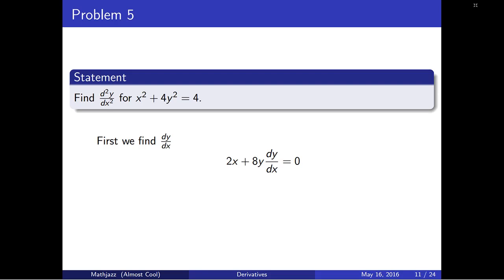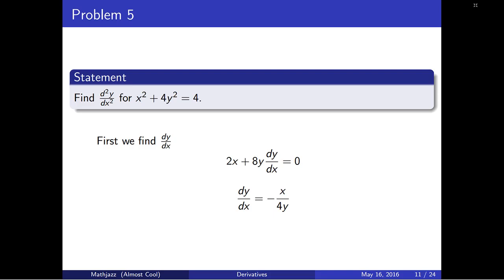Since the 4y squared term involves us taking the derivative of y, we have to multiply by dy dx as per the chain rule. And if you still haven't thought hard about why implicit differentiation is just the chain rule, I implore you to spend some time meditating on that. Anyway, the next thing we do is we solve for dy dx. We don't really have to. We can just take the derivative of 2x plus 8y times dy dx and then solve for d squared y dx squared, but I find it's easier to solve for dy dx, so I do it here.